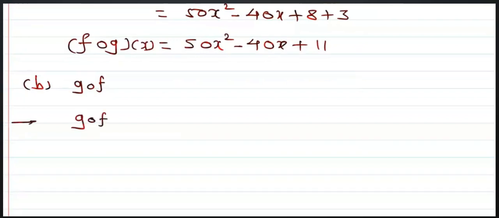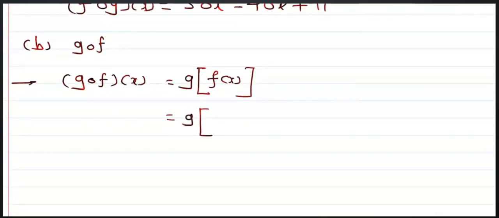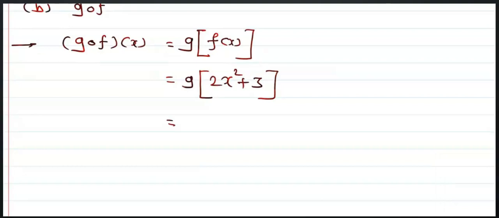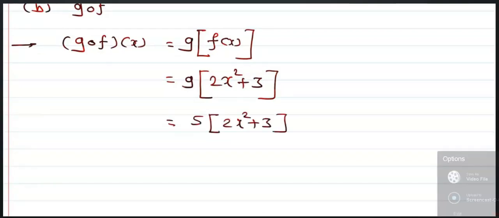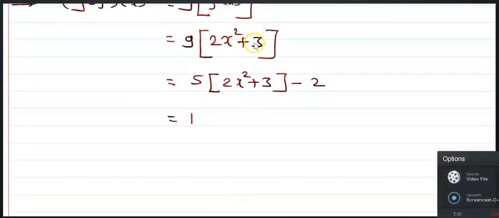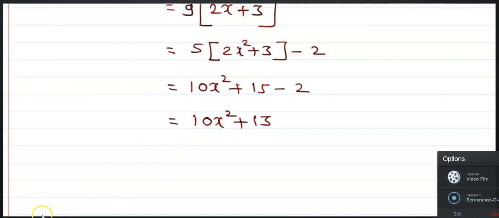Now next is GOF. Now here first g of f of x. But what is our f of x? F of x is 2x square plus 3. Now next, what is the g of x? G of x is 5x minus 2. That is 5 into 2x square plus 3 bracket complete minus 2. And now simplify this. Then you will get the correct answer. That is 10x square plus 30.